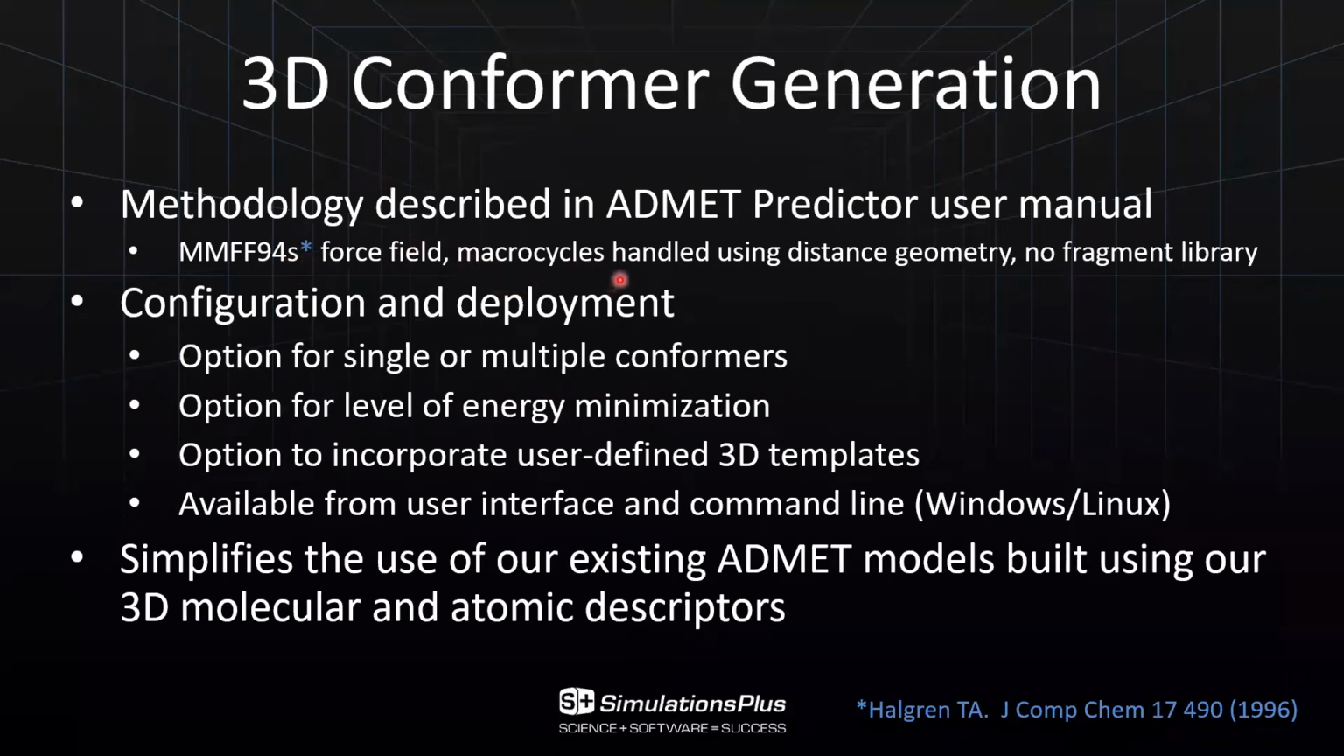Macrocycles and other complex bridged ring systems are handled using distance geometry, and it does not make use of a predefined library of fragments. There are options to generate single or multiple conformers, for controlling the level of energy minimization, and for incorporating user-defined 3D templates. The new functionality is available both from the graphical interface, where you can visualize the conformers, and from the command line, which again runs under both Windows and Linux.